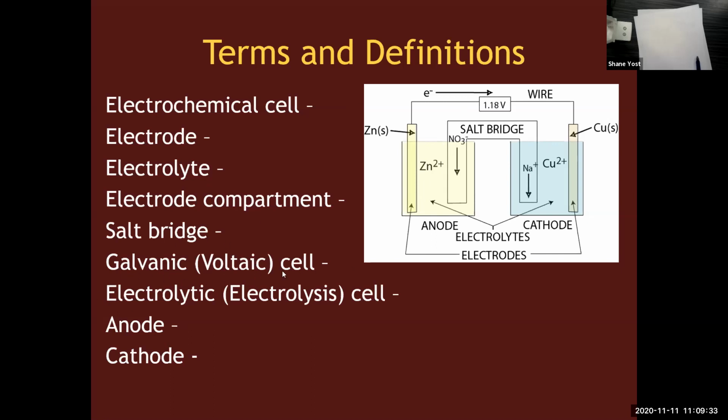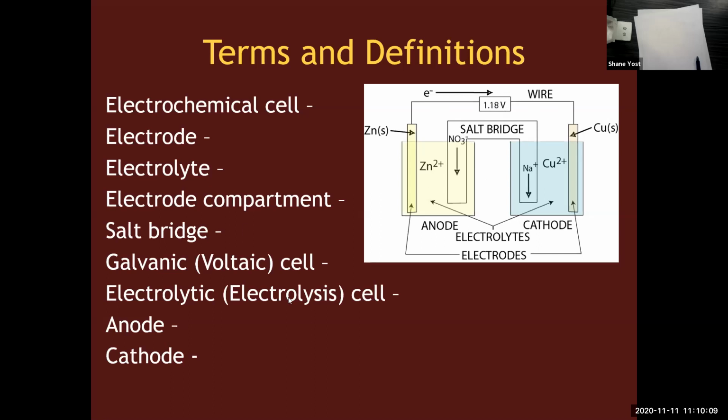Okay. Do you know what a galvanic or voltaic cell is, what the definition of that is? Yes, so the one I have set up here is a galvanic cell. Why is it a galvanic cell? Yeah, right. It has a positive cell potential, which, as we'll talk about, means that it is a spontaneous electrochemical reaction.